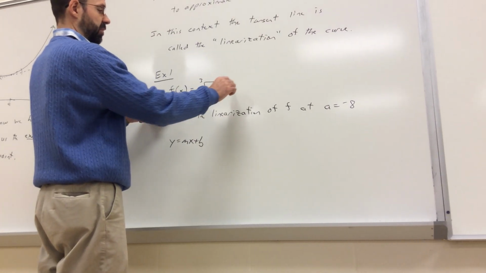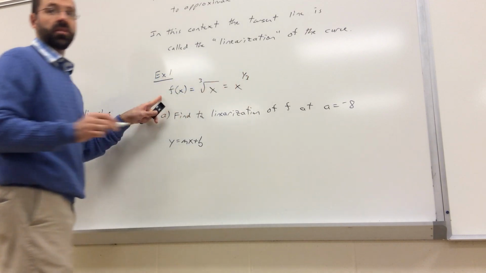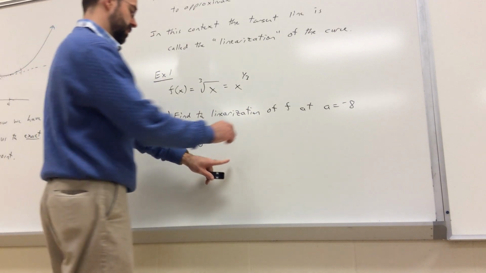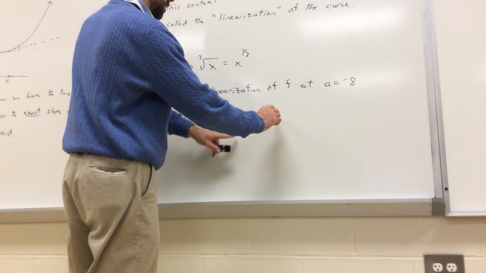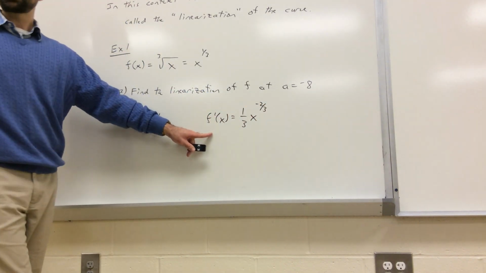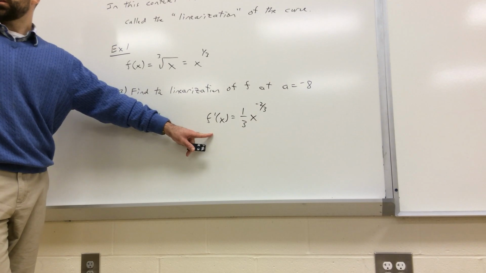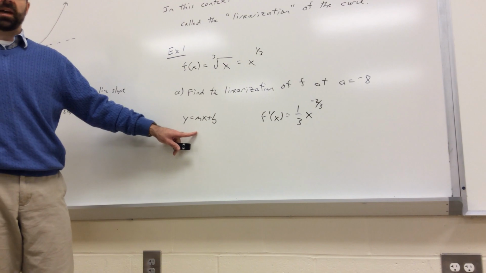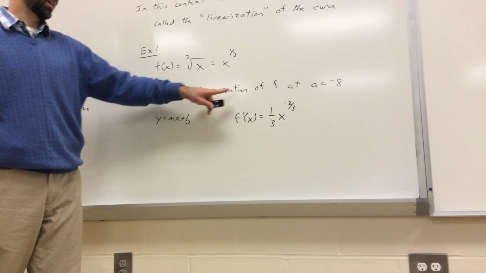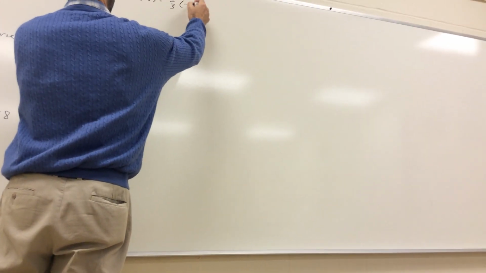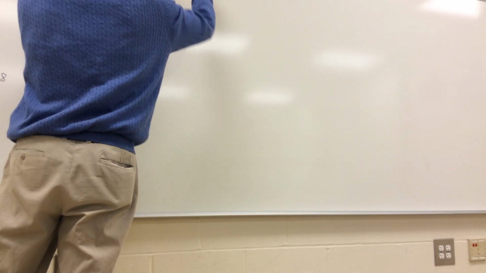So another way to write the cube root of x is x to the 1/3 power. So you just take the derivative of that. Derivative of that is 1/3 x to the negative 2/3. And then you just plug negative 8 into that to get the slope at negative 8. So derivative at negative 8 is 1/3 times negative 8 to the negative 2/3.